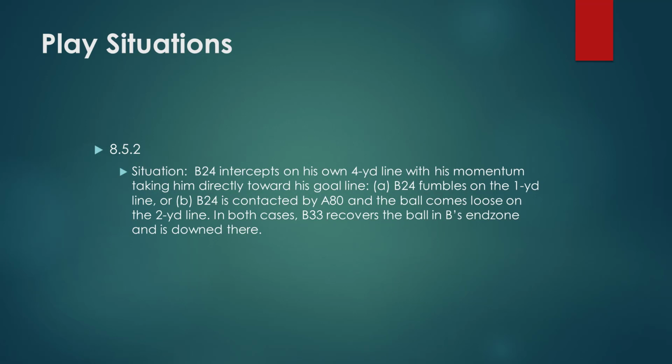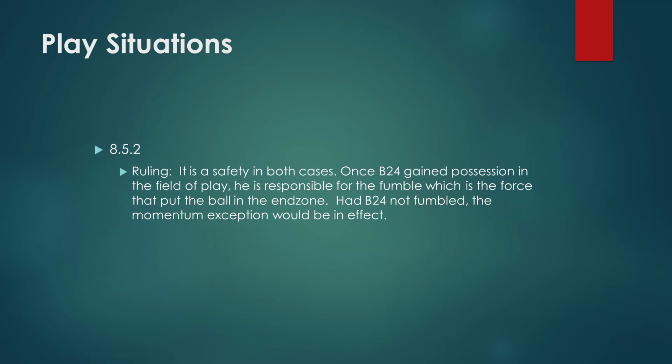Situation 8-5-2, B24 intercepts on his own 4-yard line with his momentum taking him directly towards his goal line. In A, B24 fumbles on the 1-yard line, or in B, B24 is contacted by A80 and the ball comes loose on the 2-yard line. In both cases, B33 recovers the ball in B's end zone and is down there. This will be a safety in both cases.